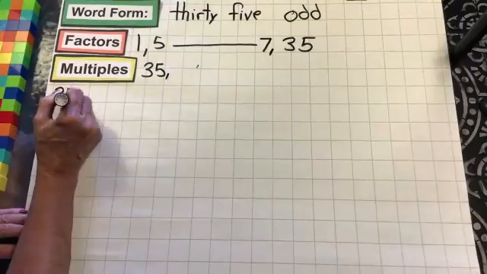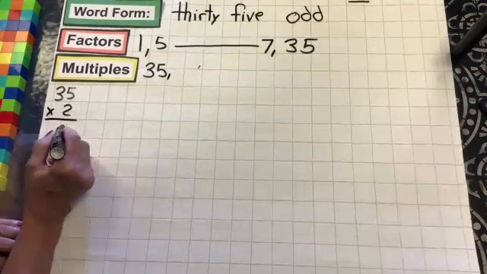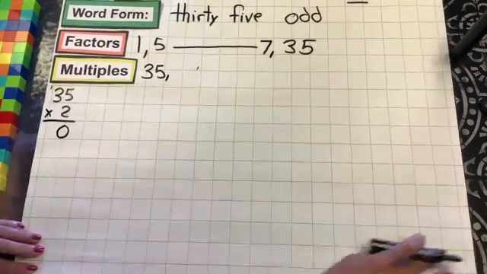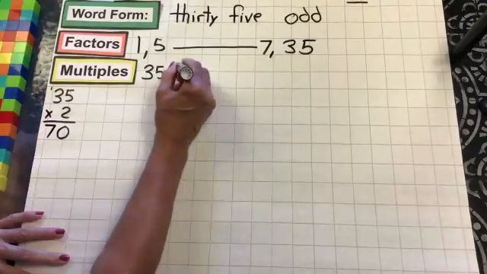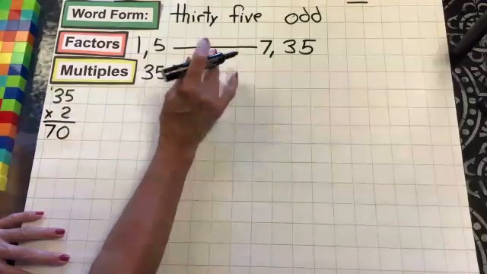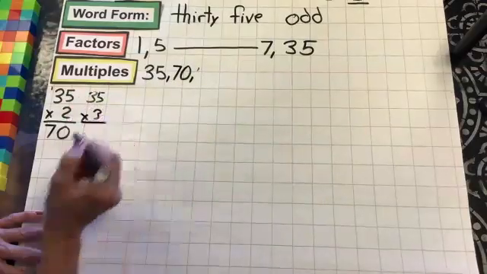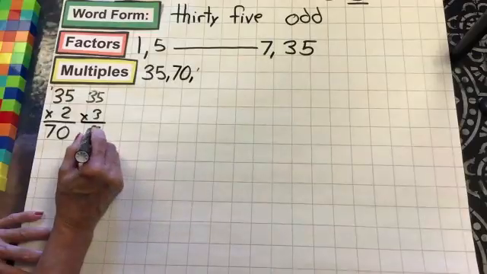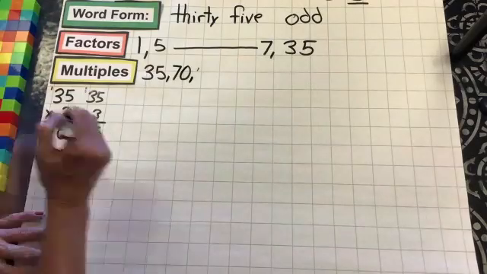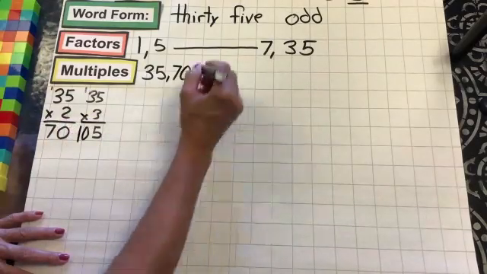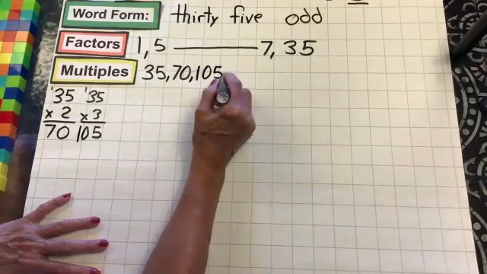So 35 times 2. 2 times 5 is 10. We drop the 0, carry the 1. 2 times 3 is 6, plus that 1 is 7. So 2 35s is 70. Let's go on to the next one. 35 times 3. 3 times 5 is 15. We drop the 5, carry the 1. 3 times 3 is 9, plus 1 is 10. So we have 105 is our next one. So 3 35s is 105.